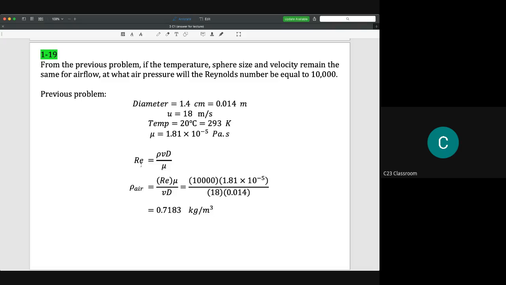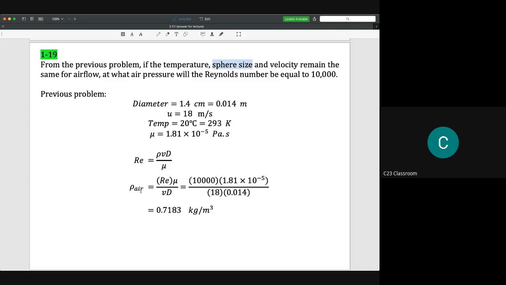So we have the Reynolds number here. Re is equal to rho V d over mu. Here again, you need to understand what kind of parameter you need to take. For example, we have a sphere here, so it is okay for us to just take the diameter of the sphere. Then we rearrange this equation.